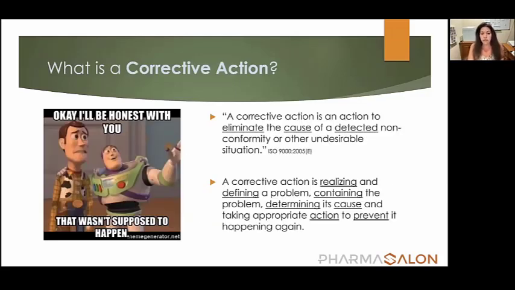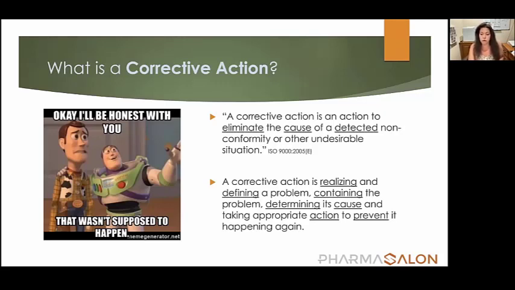So, some definitions of the corrective action. A corrective action is an action to eliminate the cause of a detected non-conforming or other undesirable situation. That's straight out of ISO. Or a corrective action is realizing and defining a problem, containing the problem, determining its cause, and taking appropriate action to prevent it from happening again. Now, I've highlighted some key words: realizing and defining, containing, determining the cause, and action to prevent.